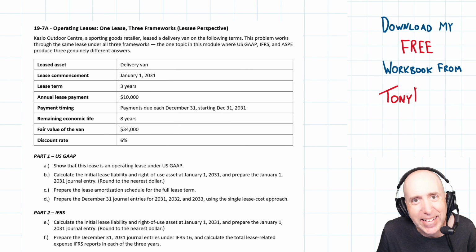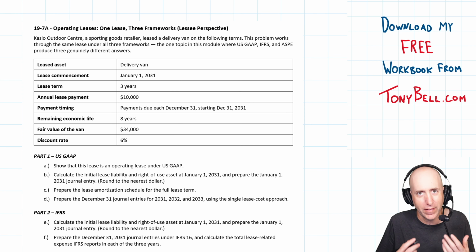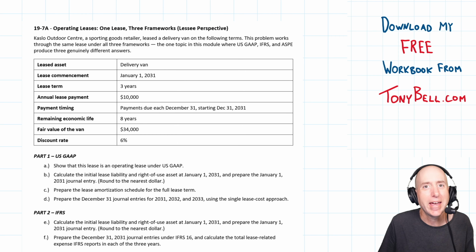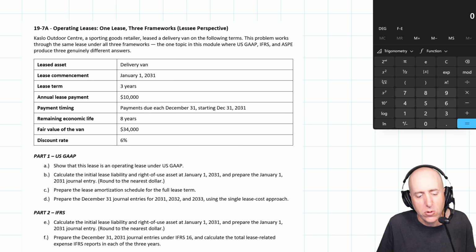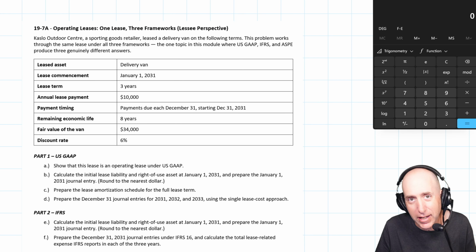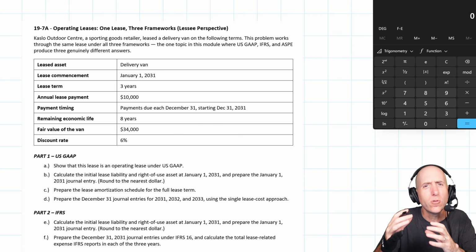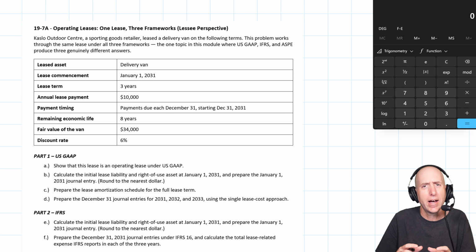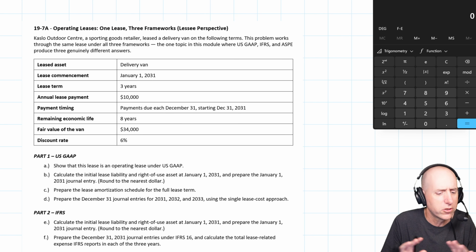Let's jump into problem 19.7a. We're doing an operating lease from the perspective of the lessee, the person taking out the lease, leasing some kind of asset. So this is unique in our course really so far, where the differences between US GAAP, IFRS, and Canadian GAAP, we call it ASPE, are just totally different. Normally there's huge overlap between the three accounting rules, but this one, no, they're just totally different.